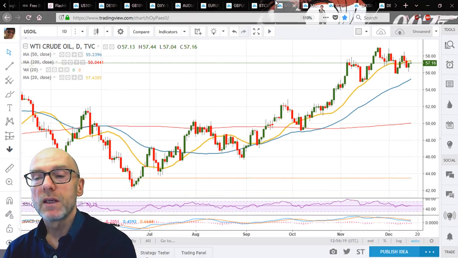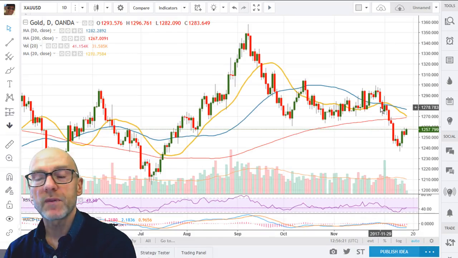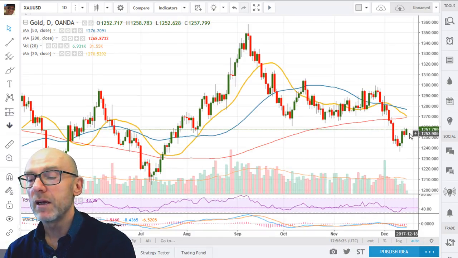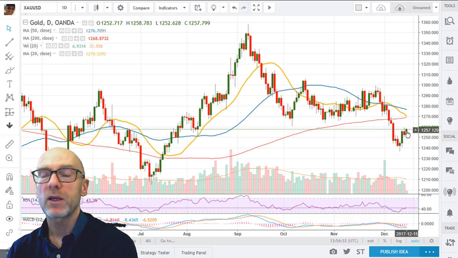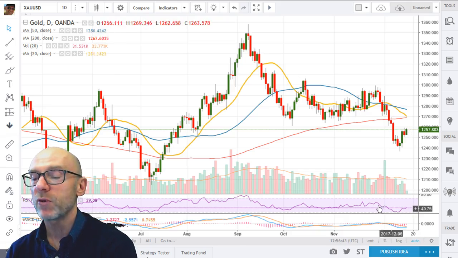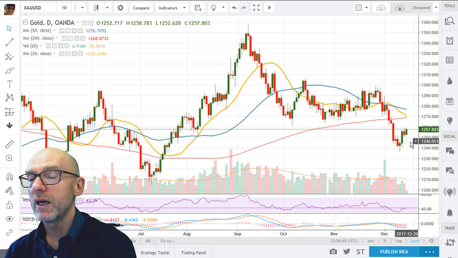RSI 53.25. On the gold, that's had a slight bounce this week. Why it sold off last week, I'm sure that was related to Bitcoin. A bounce this week despite Bitcoin continuing upwards, bouncing from oversold levels. It could go further. Momentum is still negative, but has increased and it's broken the downtrend.